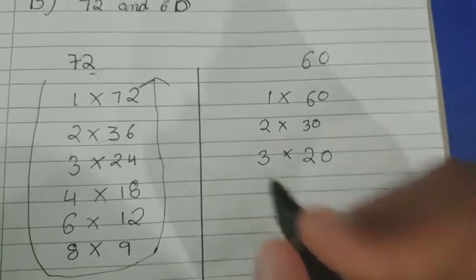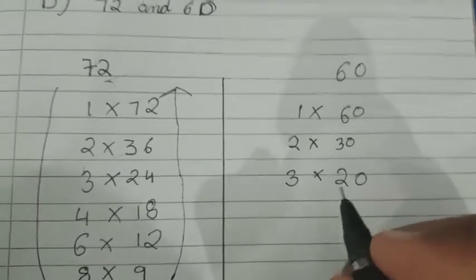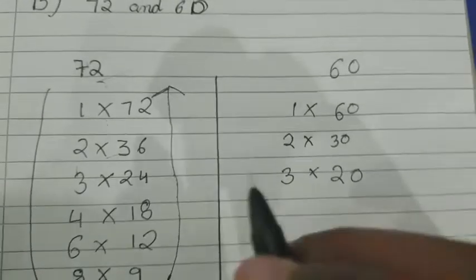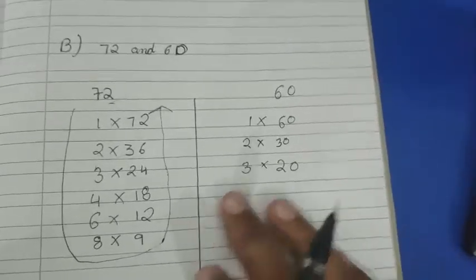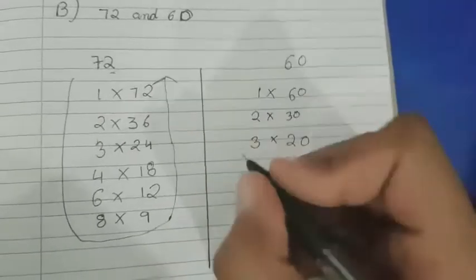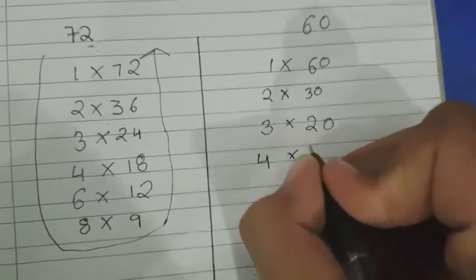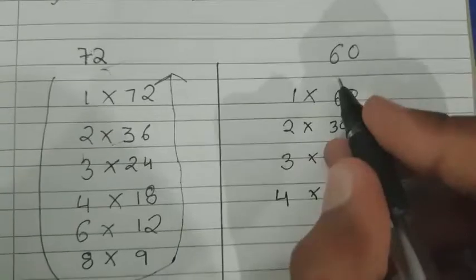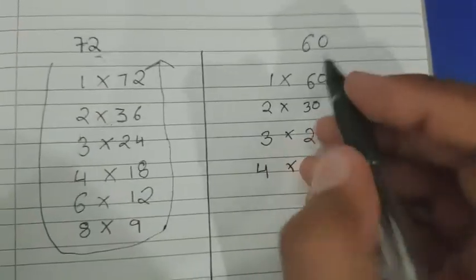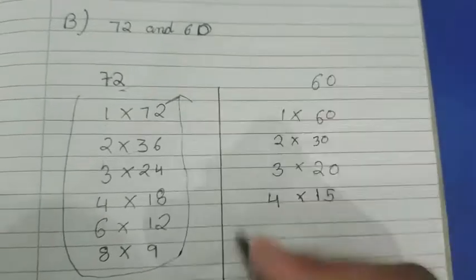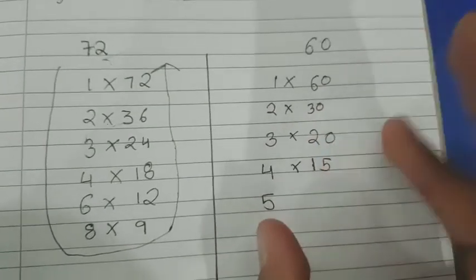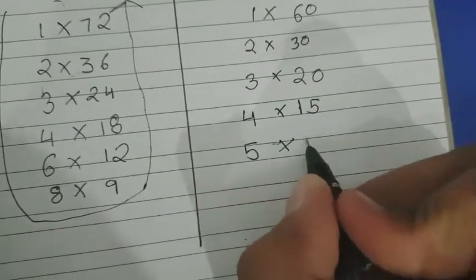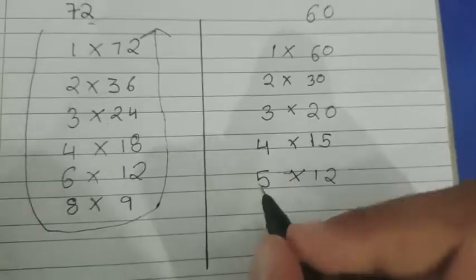4 tens are 40, and 4 twenties are 80. So while calculating I can find that 4 into 15 is 60. Then 5. Yes, a number ending in 0 or 5 is divisible by 5. So here we will write 5 into 10 is 50, then 55, then 60, means 11, then 12. So 5 into 12. Then 6. Yes, 6 into 10 is also 60.